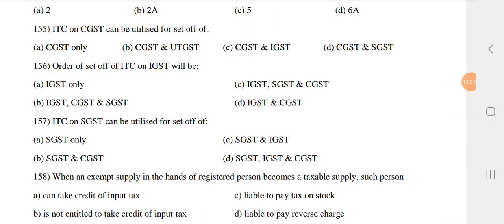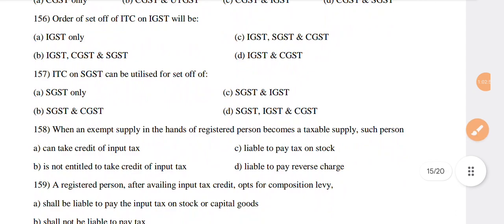Next question. Order of set off of ITC on IGST will be option A IGST only, B IGST, CGST plus SGST, option C IGST, SGST plus CGST, and option D IGST and CGST. The correct option is B.